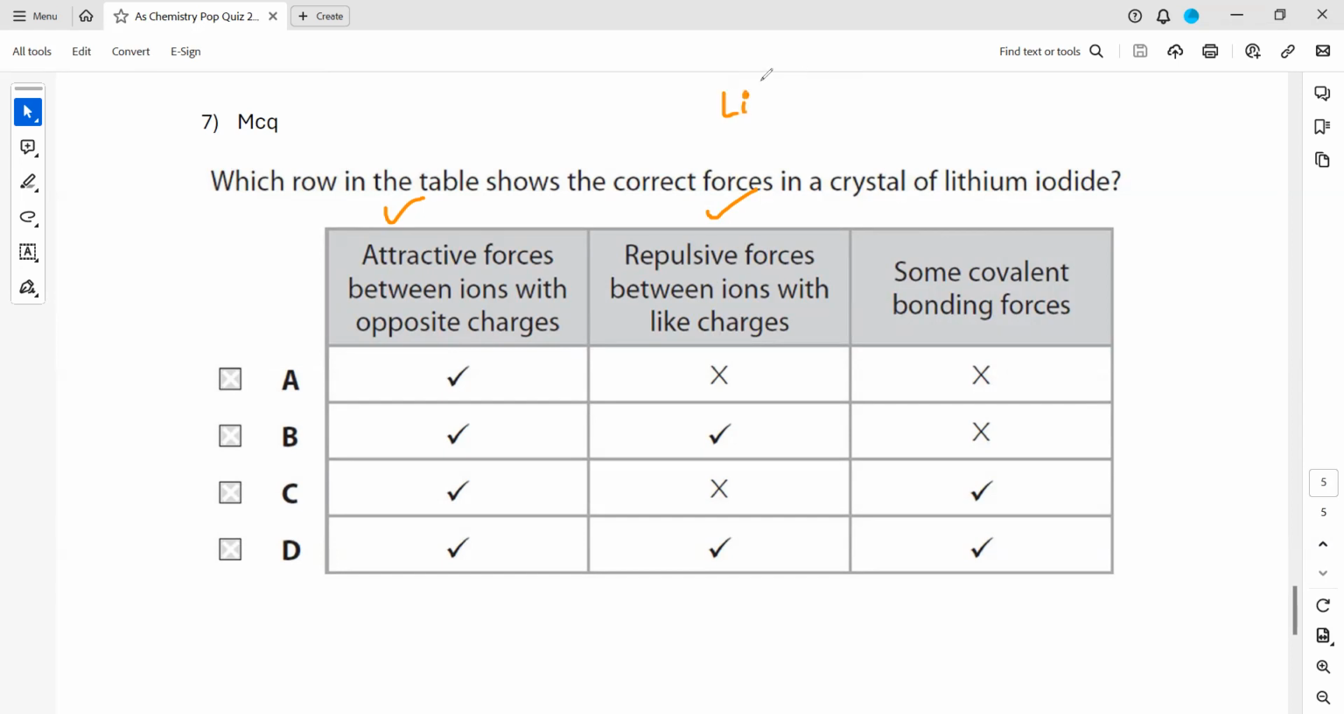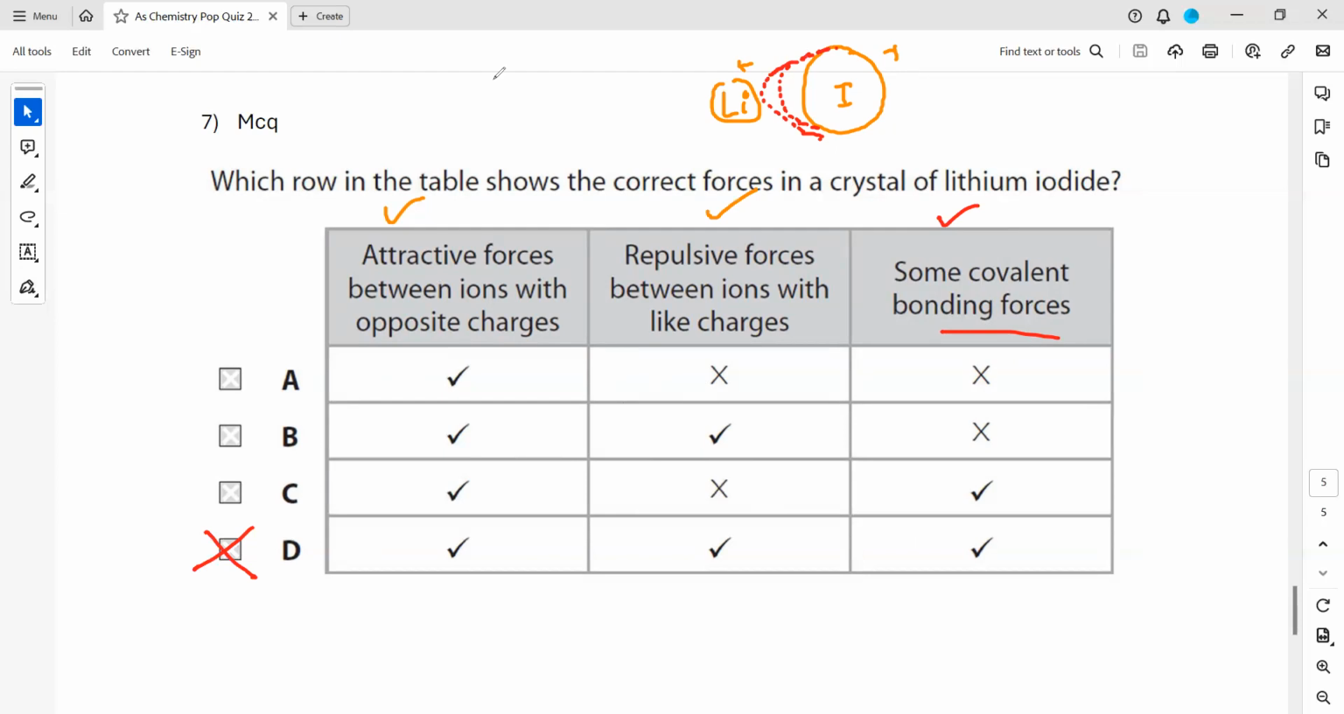Because what will happen? Lithium is smaller, and the iodide ion is larger in size. As a result, there is what is called a distortion of the negative ion. And this distortion of the negative ion leads to some covalent forces as well. It appears that they are sharing the electron with each other. They are not sharing, but because of the shifting of electron density, it appears that they are sharing the electron. So some covalent bonding forces refers to this distortion.